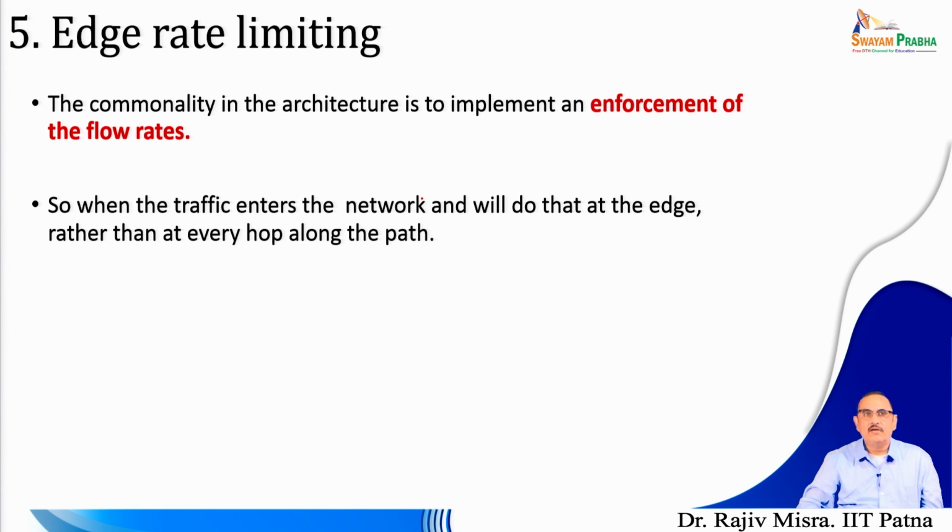Now, the fifth one is called rate limiting. The commonality in the architecture is to implement enforcement of the flow rates when the traffic enters the network, and to do that at the edge rather than at every hop around the path.